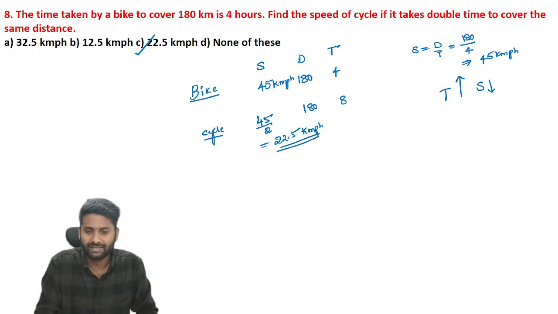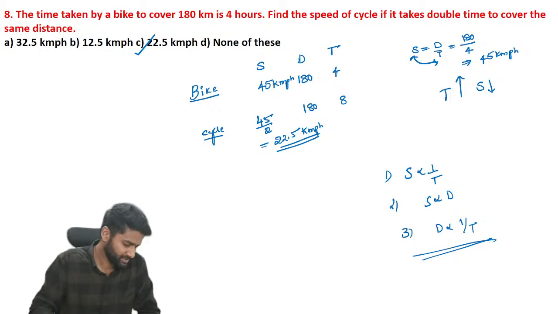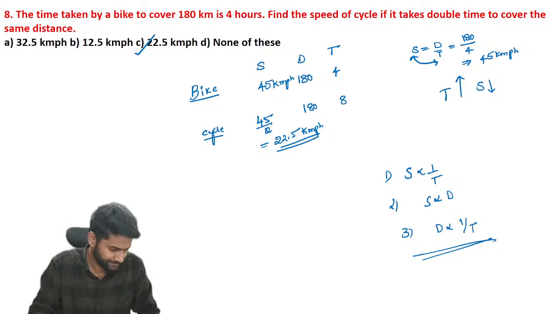So why? Because time and speed are inversely proportional. Speed is inversely proportional to the time, and speed is directly proportional to the distance. In the same way, distance to time is again inversely proportional. So remember these conversions.